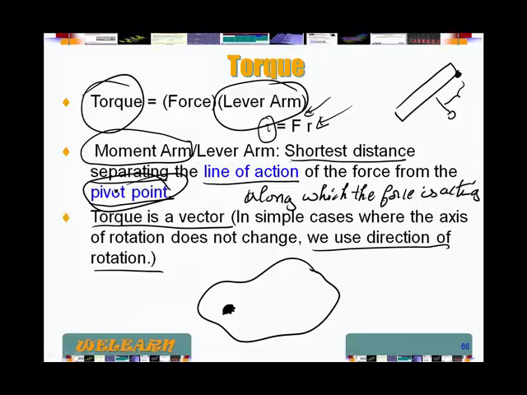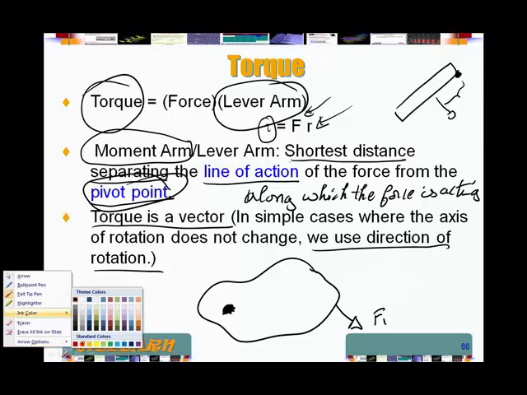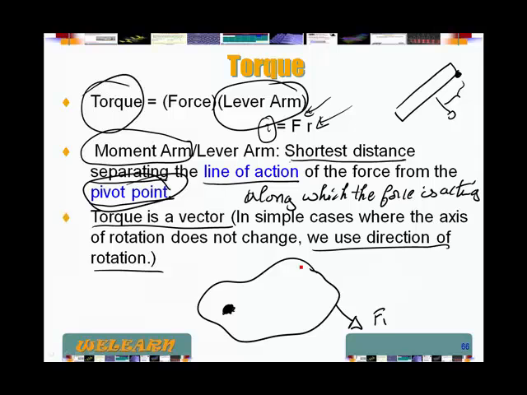For example, let's consider this force. Let's call it F1. What we define as the line of action is the line along which that force is acting. I'm going to mark that in a red dashed line. All we have to do is draw a line parallel to that force. That's the line along which that force is acting.